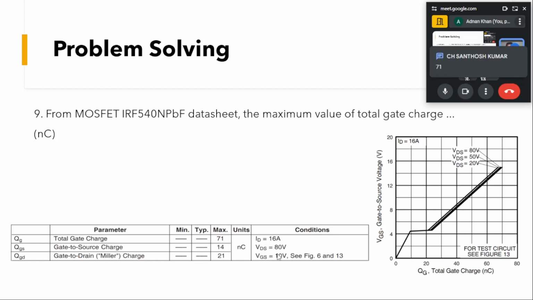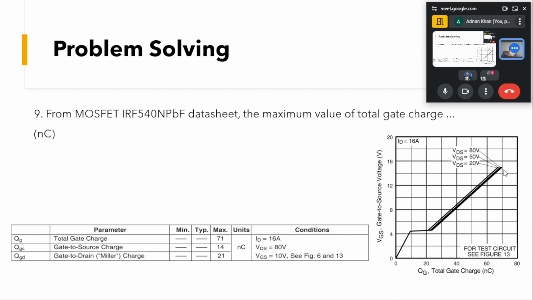ID 16 amps, VDS is 80 volts, and VGS is 10 volts. Also given are the gate to source charge, and the gate to drain Miller charge. You can also see this from the graphs here. You can see this initial portion is from the gate to source charge, then it is the Miller portion, then again the gate charge. For different VDS values we have different curves, because at higher VDS we have a higher charge.